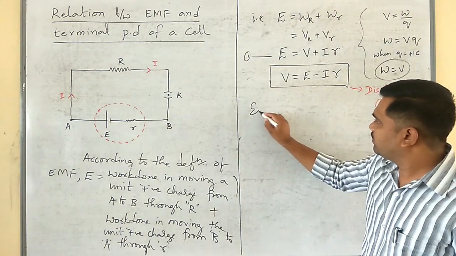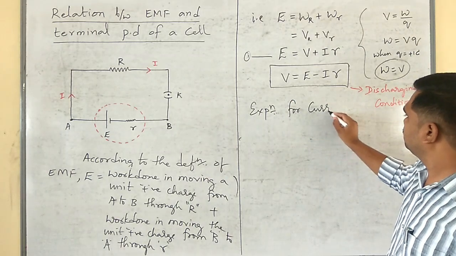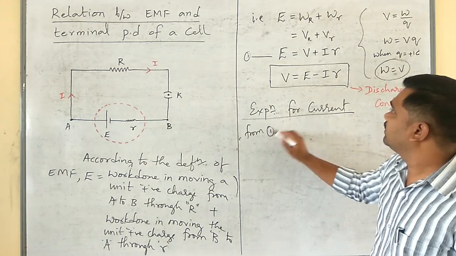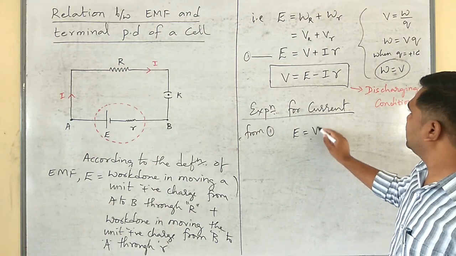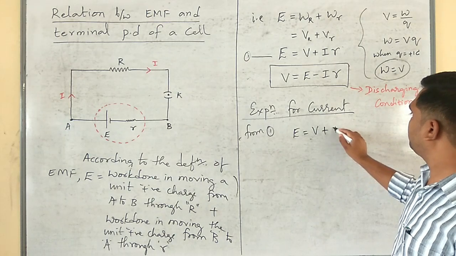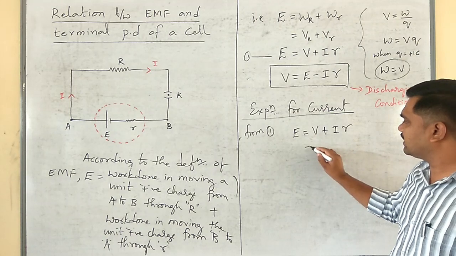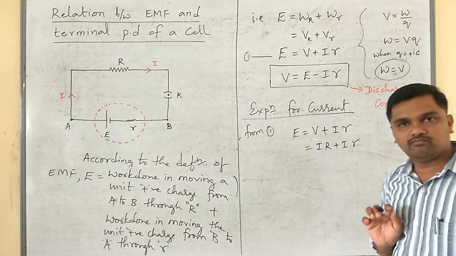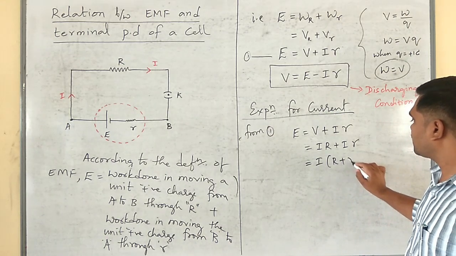Expression for current. From equation 1, we can write E is equal to V plus Ir. Here, in place of capital V, what can I write? I into capital R. Now take the I outside, it becomes R plus r.